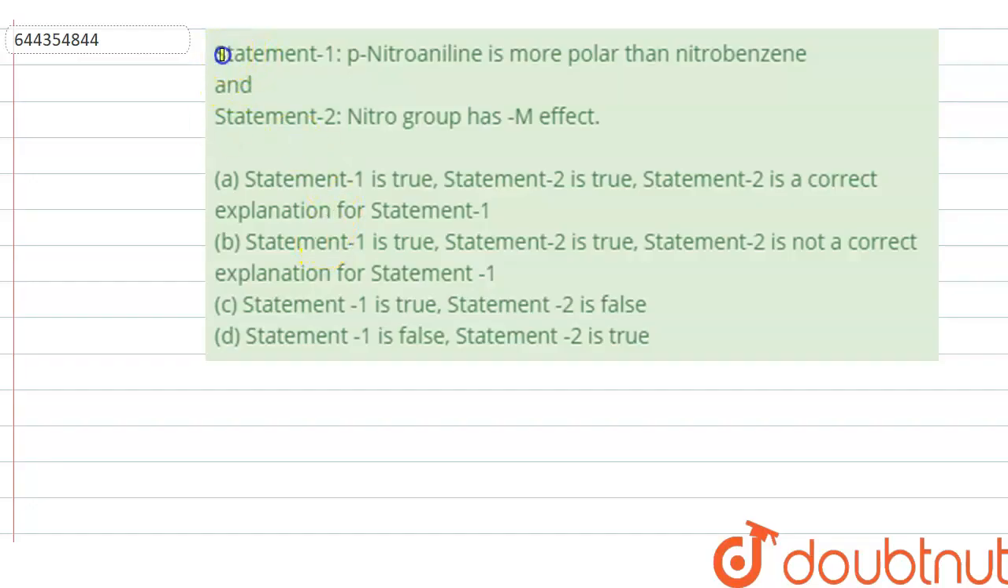Hello everyone, let us solve this question. The question says that statement 1: para-nitroaniline is more polar than nitrobenzene, and statement 2: nitro group has minus M effect. Option A, statement 1 is true, statement 2 is true, statement 2 is a correct explanation for statement 1. Option B, statement 1 is true, statement 2 is true, statement 2 is not a correct explanation for statement 1. Option C, statement 1 is true, statement 2 is false.